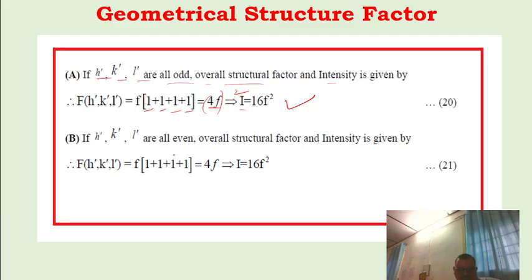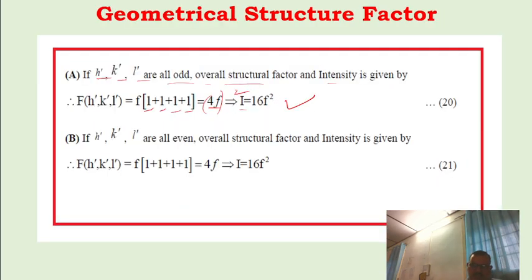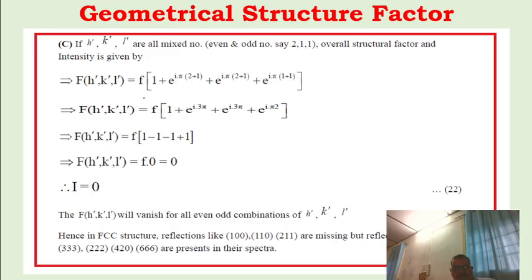Similarly, if these are all even, taking the case of 2, then 2 plus 2, 2 plus 2, 2 plus 2, again we get even, and if it is even, then e to the power i n pi equals plus 1, and our term will again be equal to 4f, and its square gives the intensity.